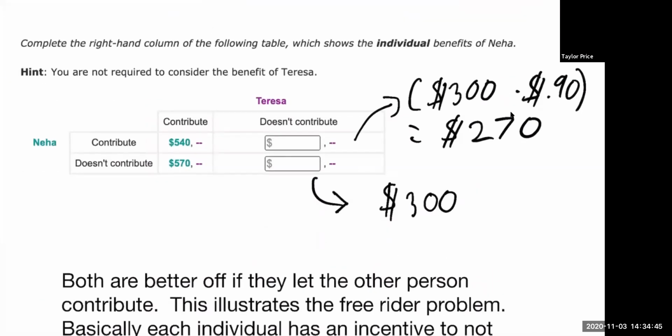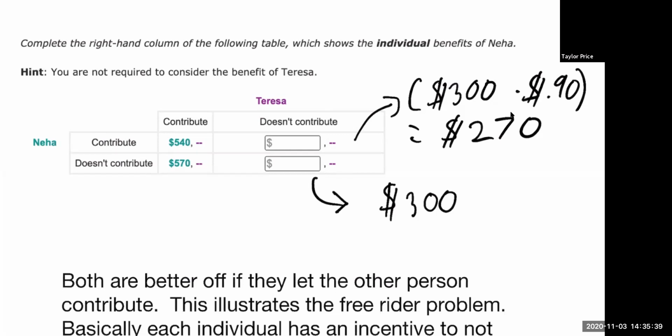So the next table is asking what the individual benefits are. In this case, we need to compute the individual benefits of Neha. Once again, $300 for the benefit. And because Teresa is not contributing, it's just going to be the $270 that Neha is getting. For this one, it's just the $300, because Neha is not contributing either. Note that the worst outcome here is the outcome where Neha contributes, but Teresa does not contribute. That's always going to be the worst outcome.